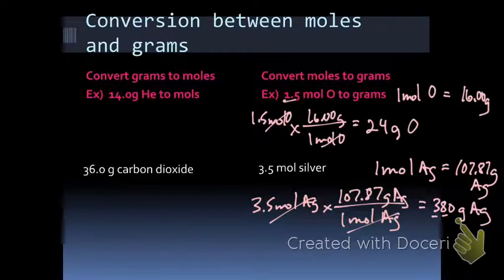It was 377, but I need 2 sig figs. Right? It was like 377 something. But notice I want to keep this one and this one. This will make it round up. I can replace that with a 0, so it's 380 grams of silver. Okay? So whenever we convert between moles and grams, we use the molar mass.